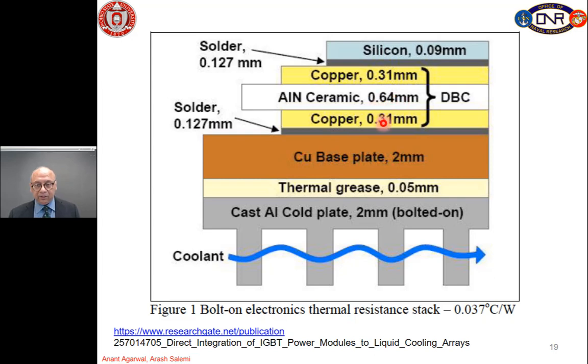And this whole thing is soldered to a copper base plate, which is then attached through a thermal grease to the cold plate, through which we flow some kind of deionized water or some kind of coolant like glycol to cool the heat sink. So, a lot of heat is generated in the silicon chip here, and that heat flows down and sideways through these different layers into the heat sink, where it is removed by the water.